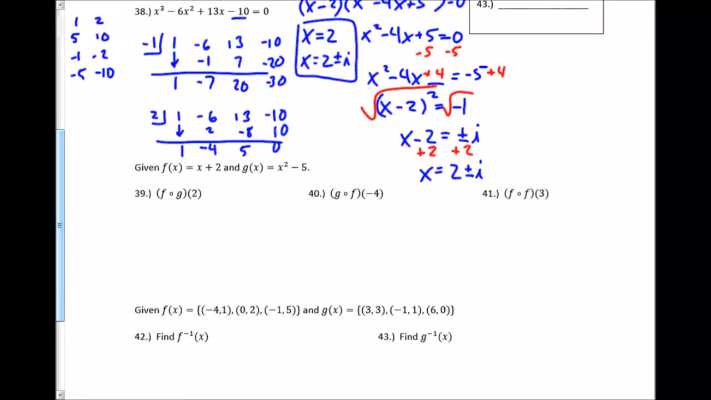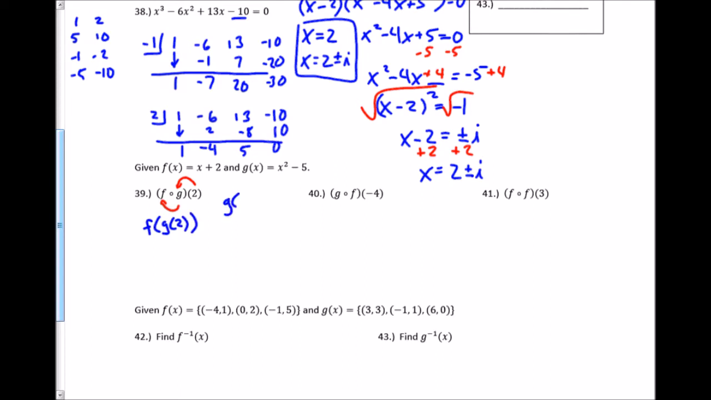For this one, it asked me to do f of g of 2. This is my composition. So essentially what I'm doing is I'm doing substitution twice. I'm plugging the 2 into the g function, and then I'm plugging whatever that is into the f function. Okay? So I'm doing f of g of 2.